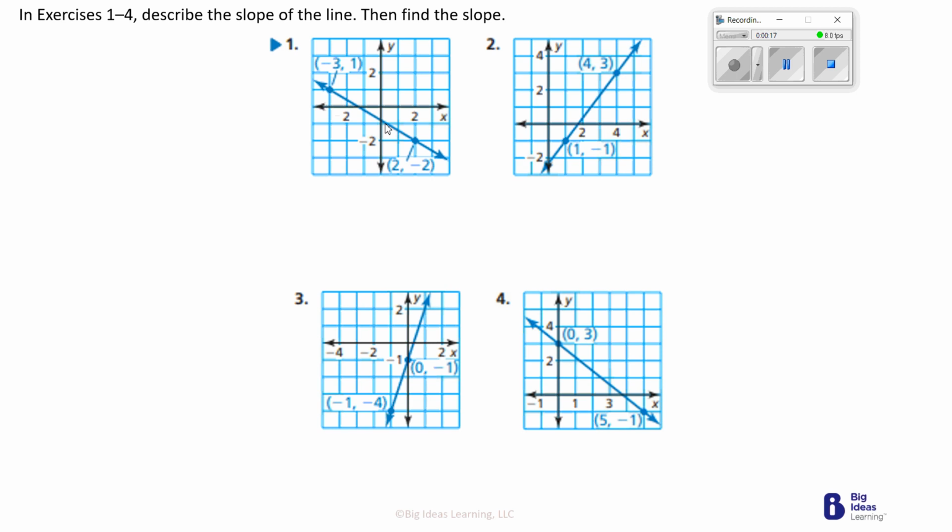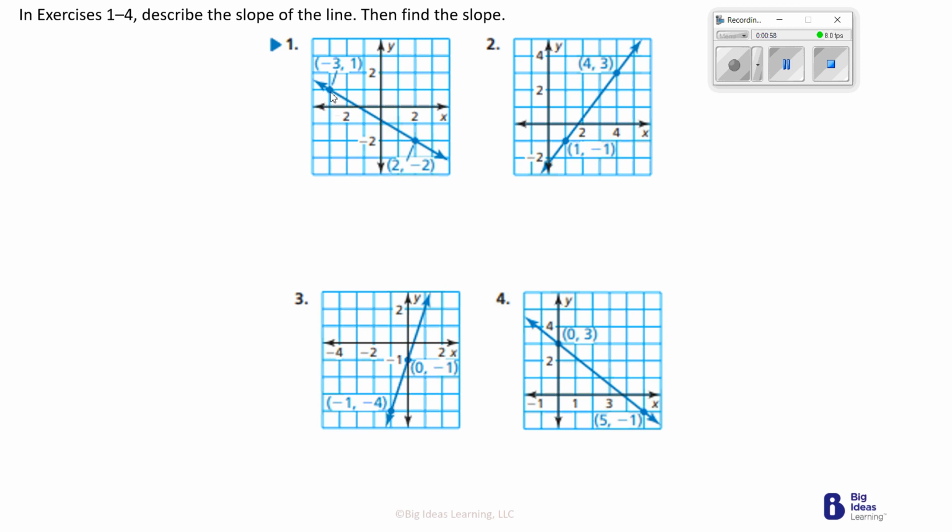All right, I see the slope of the line is going down from left to right. That makes us a negative slope. To find the slope, I'd go ahead and take the 2 points, and I'd use my slope formula, y2 minus y1 over x2 minus x1. This is going to give me negative 2 minus 1, which would give me negative 3. This would give me 2 minus negative 3, which would be 2 plus 3, that'd be 5. That'd give me a negative 3 over 5, I believe, is the slope.